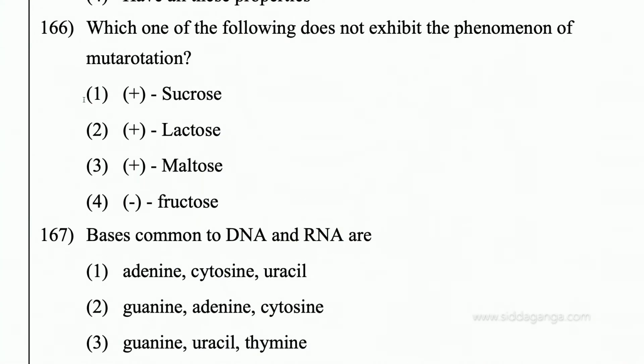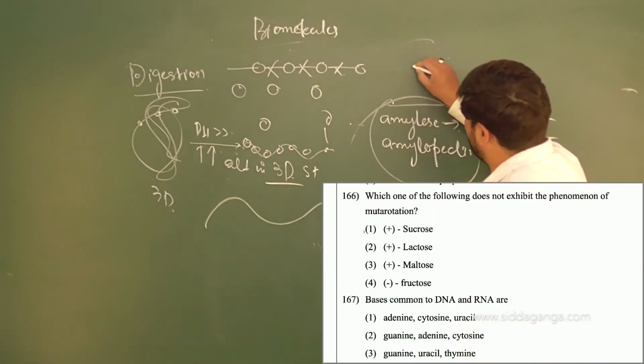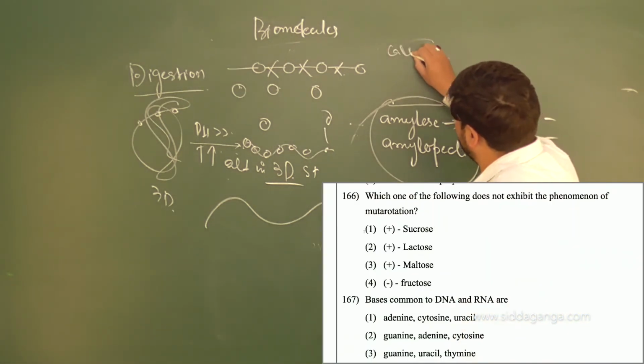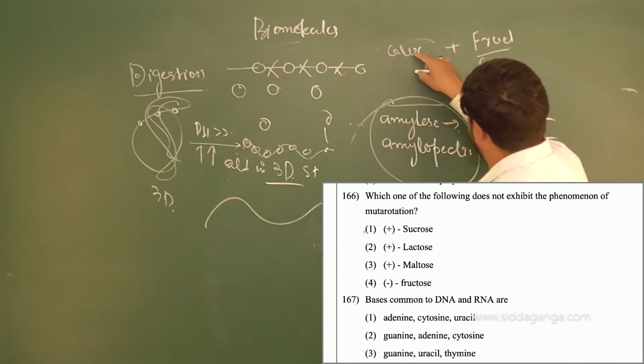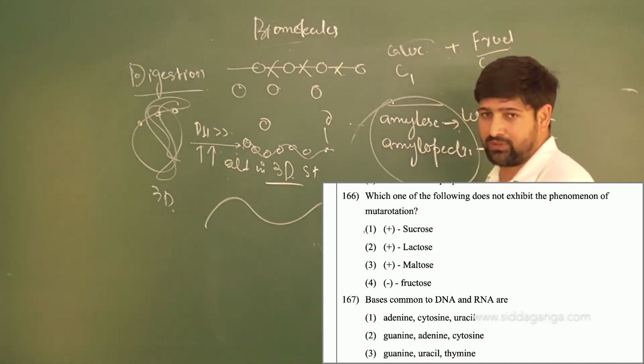Let's have a look at question number 166. Which one of the following does not exhibit the phenomena of mutarotation? Simple. Which is not exhibiting the mutarotation? Mutarotation comes into play when the compounds are able to open out at their functional carbons. In sucrose, we have glucose and fructose. Functional carbon is carbon 2 here and here functional carbon is C1.